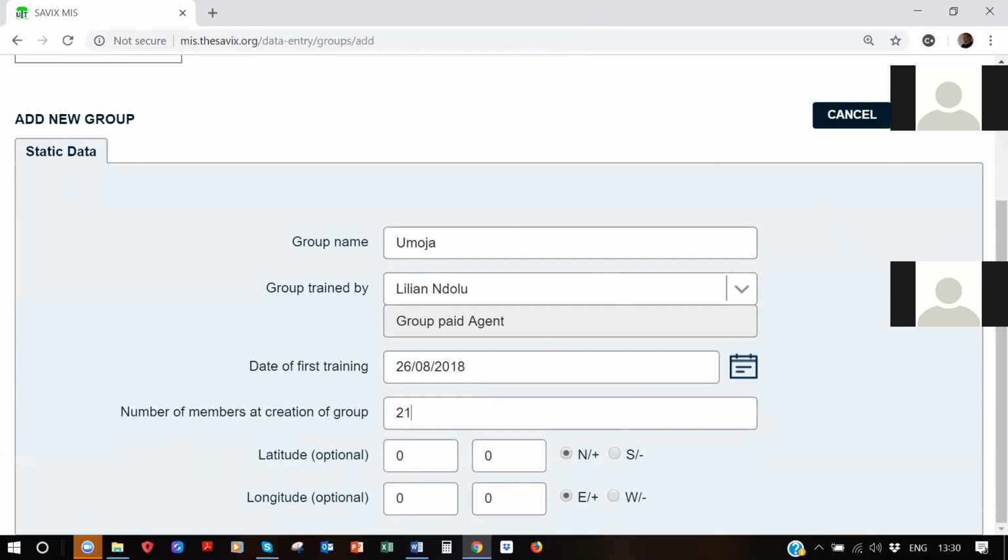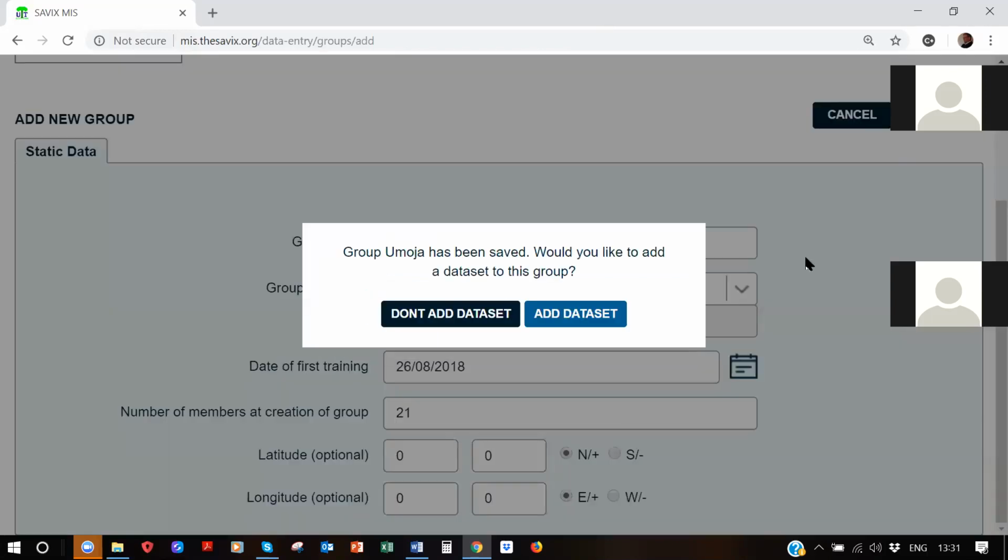Quite simple. So then I click Save. And then it will ask me, the group Umoja has been saved. Would you like to add a data set to this group? Now, you don't have to, because you can just register the group into the system. But normally, you would not register a group unless you were entering data. So you would click on Add Dataset.